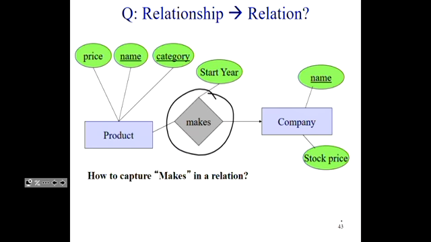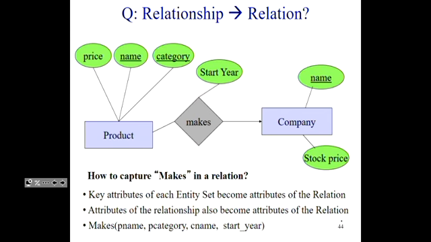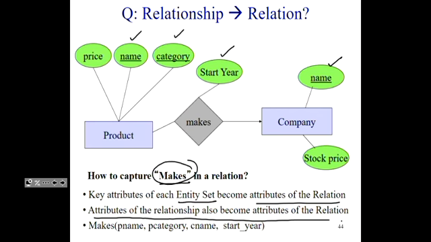You don't need to record all of that information. All you need to specify the relationship between two entities is to use the keys. So I would capture the key attributes of each entity set, and they would become attributes of the relation, and the attributes of the relationship also become attributes of the relation. So you have these two as key attributes of product, this one as key attribute of the company, and this is an attribute of the relationship. Transforming the makes relationship into a relation in the relational model would be something like this: I would have a table called makes with the product name, product category, company name, and the start year. So these four attributes are sufficient to signify the relationships between the entities in the entity sets.